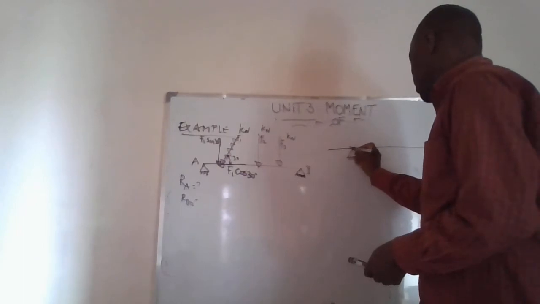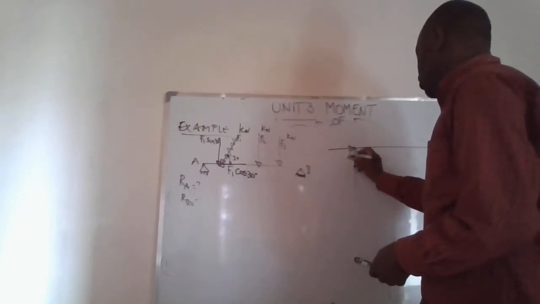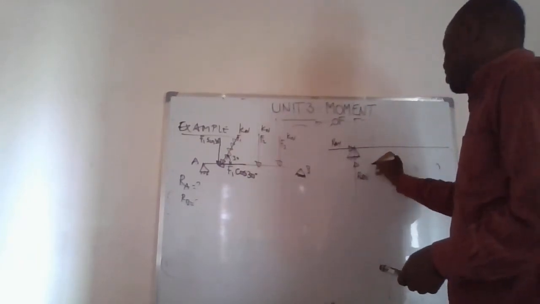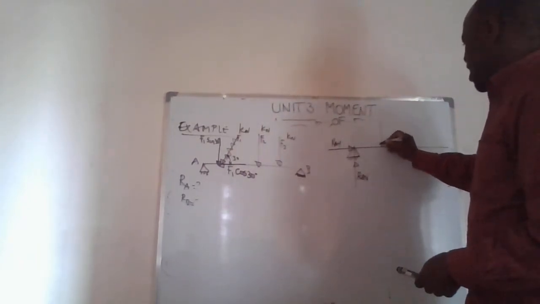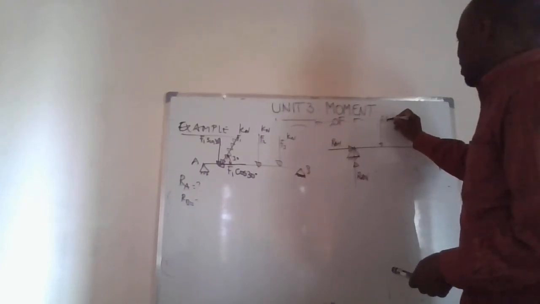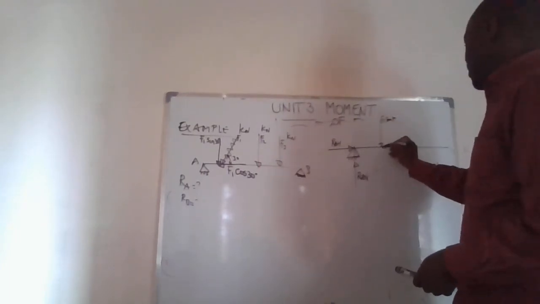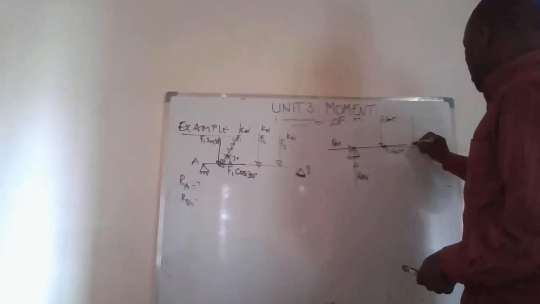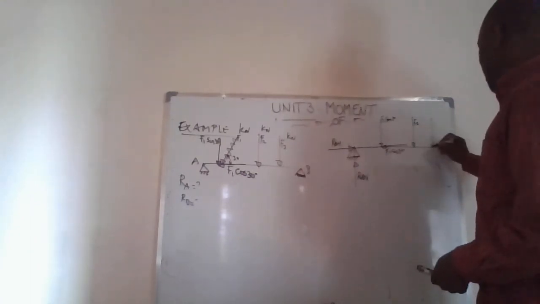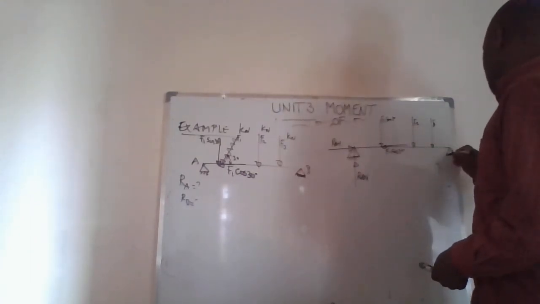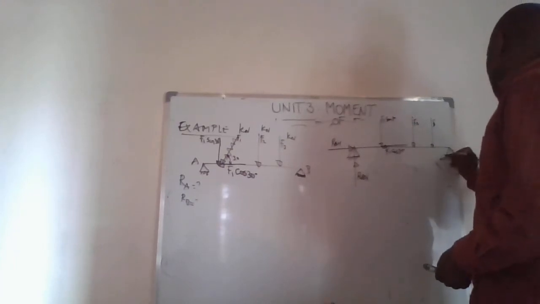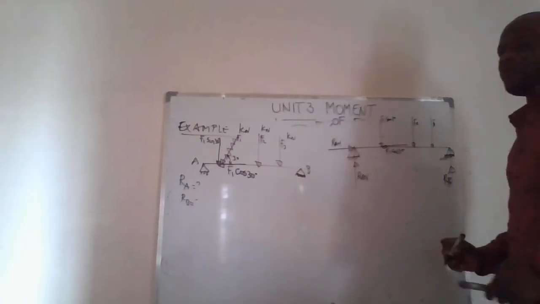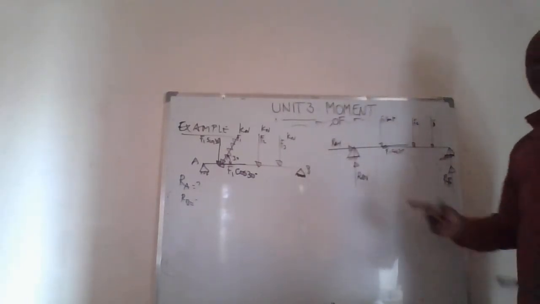Our pin support with the two components, RAH, RAV. We have F1 sine 30, F1 cos 30. We have F2, we have F3, as well as our roller support this side, which has one direction of the component.